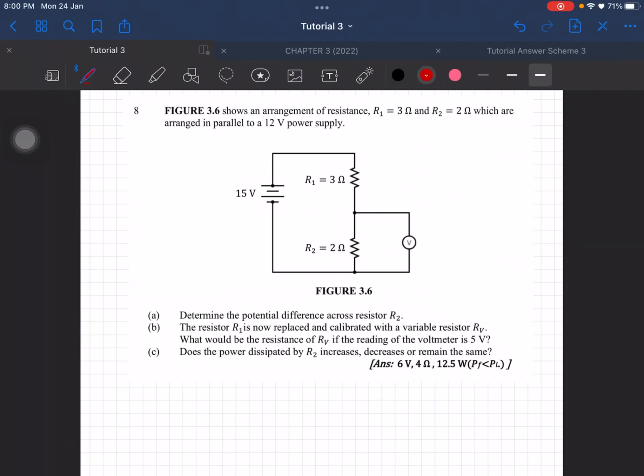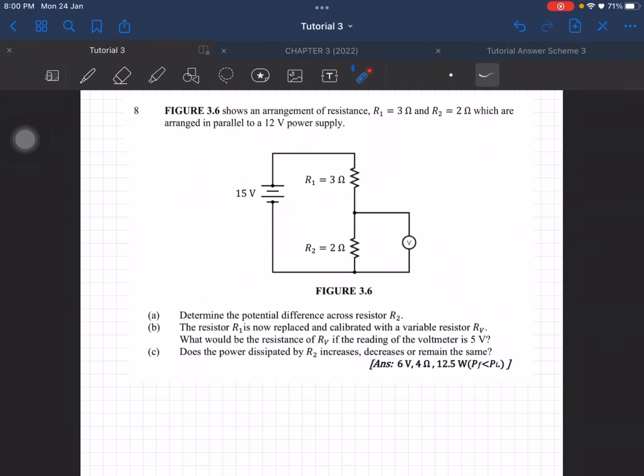Question number 8. This figure is showing an arrangement of resistors R1 and R2, which are arranged in parallel to a 12 volt power supply. We have to determine the potential difference across resistor R2. This is a diagram where we have to apply the potential divider.